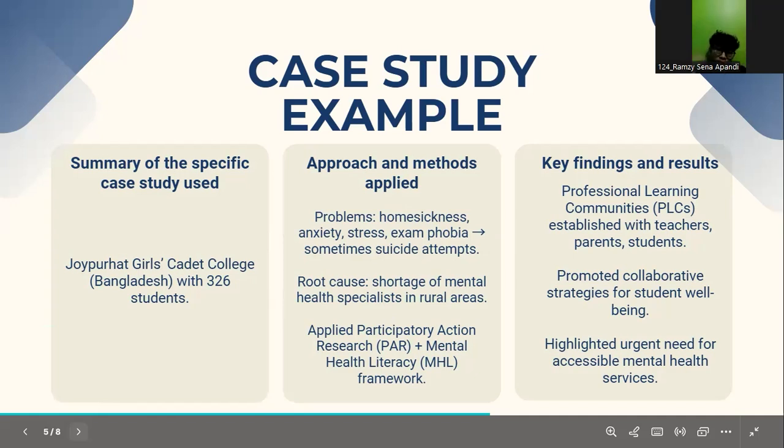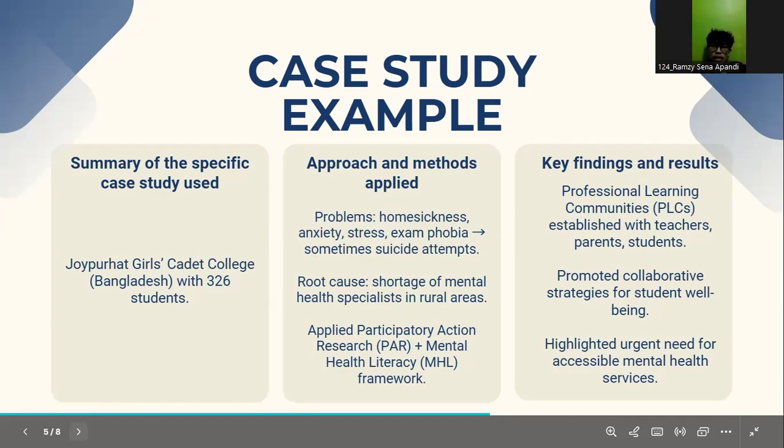And this problem can occasionally worsen and lead to serious results like suicide attempts. The institution's shortage of mental health specialists is indicative of a larger national issue, as adequate mental health care is frequently unavailable in rural areas of Bangladesh. The key finding is that the study's methodological approach was participatory action research combined with a mental health literacy, or MHL, framework. This strategy emphasizes collaborative involvement of teachers, parents, and students by creating professional learning communities, or PLCs.